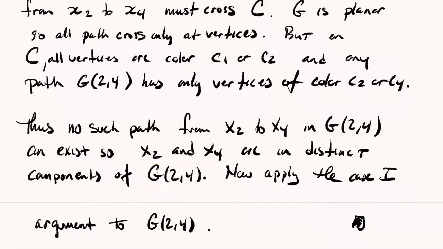So just go back to the argument that we gave in case 1, but apply it to x2 and x4. Take the component containing x2, swap colors C2 and C4, come back to the graph and give vertex V color C2, and you're done. All right, so that is Heawood's proof of the 5-color theorem.